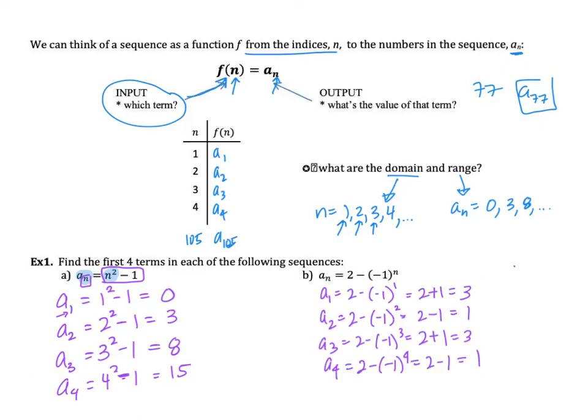All right, did you get 3, 1, 3, 1? The first term is 3, the second term is 1, the third term is 3, the fourth term is 1, and that's going to continue that way no matter what number. That's going to be the pattern, 3, 1, 3, 1. So hopefully you got that.